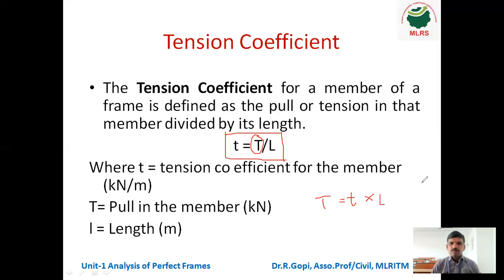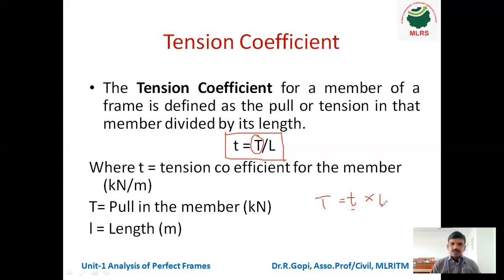First we have to identify the length of each member in the particular truss. Suppose 10 members are there in a truss. Our first step is to identify the length of each member. Next, we apply the tension coefficient equation and find the small t value. Then open a tabular column and multiply the tension coefficient by the length of the member. Finally we get the forces in the members.